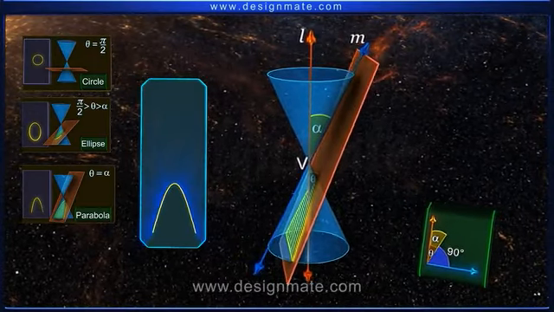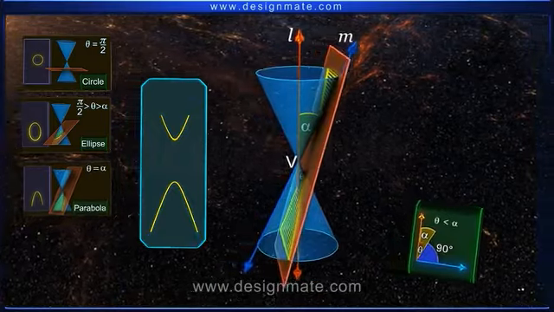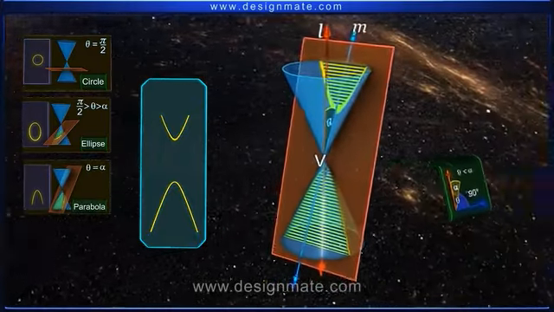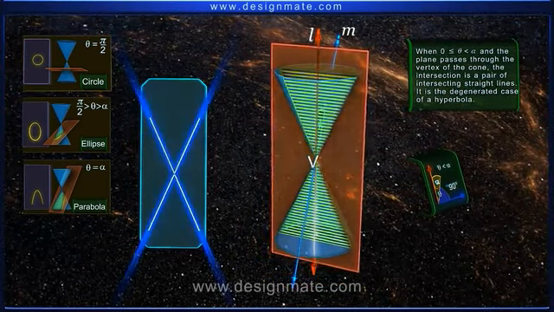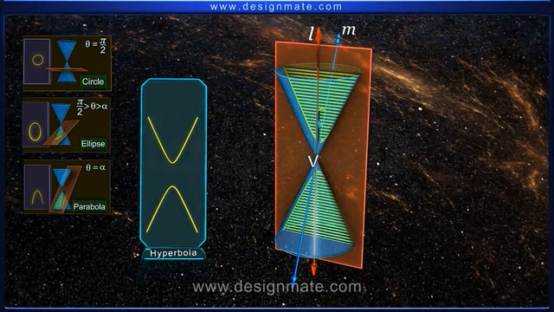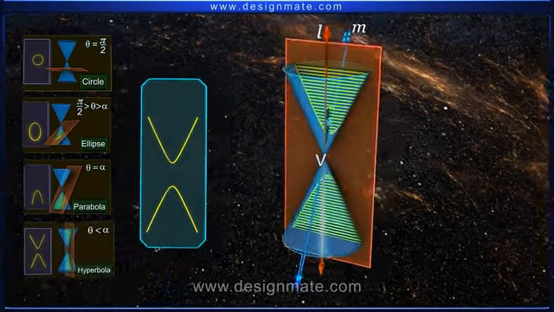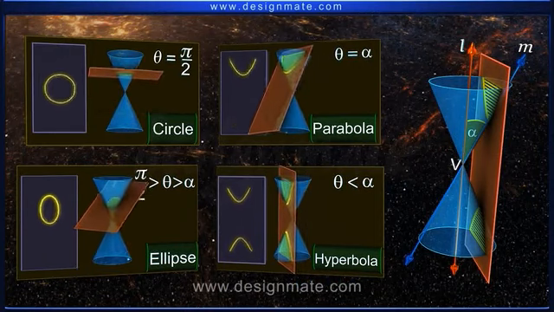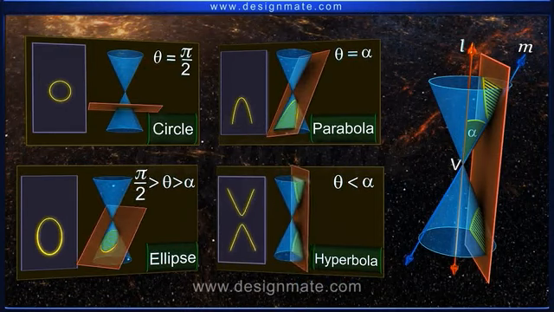When the plane cuts the cone at an angle less than alpha, that is theta is less than alpha, a hyperbola is formed. Thus we observe that different shapes are formed when a plane intersects a double-napped cone at different angles.